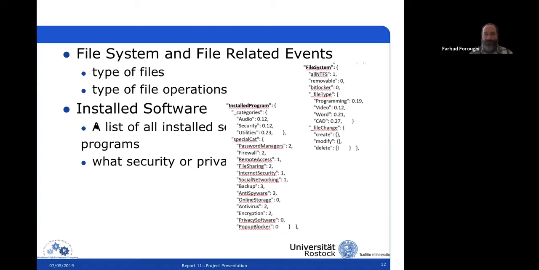We only need to understand what category that software belongs to. For example, is that audio software? Is that security software? Is that a utility? For this, to categorize applications, we used CNET as the reference, as an example, to understand which application belongs to which group.